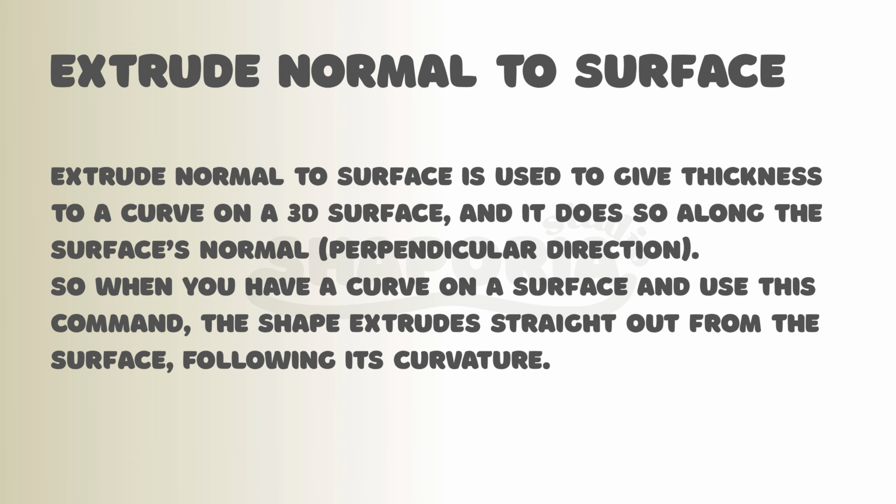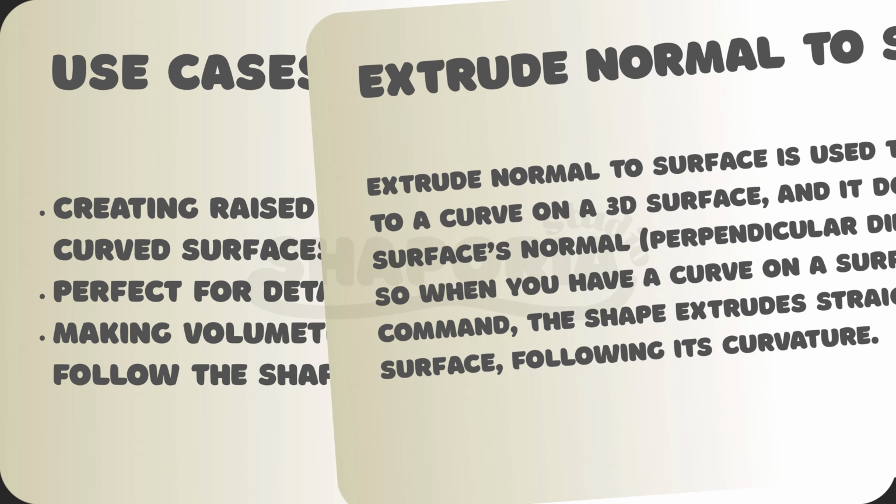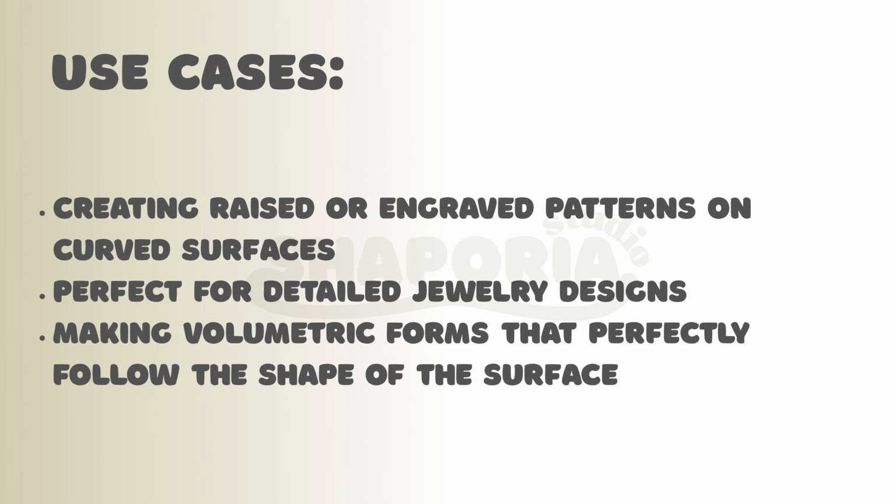Extrude normal to surface is used to give thickness to a curve on a 3D surface, and it does so along the surface's normal, the perpendicular direction. So when you have a curve on a surface and use this command, the shape extrudes straight out from the surface, following its curvature, creating raised or engraved patterns on curved surfaces, perfect for detailed jewelry designs, making volumetric forms that perfectly follow the shape of the surface.